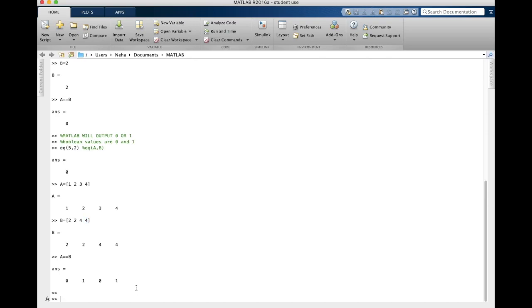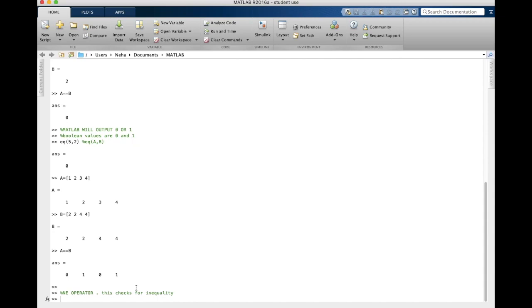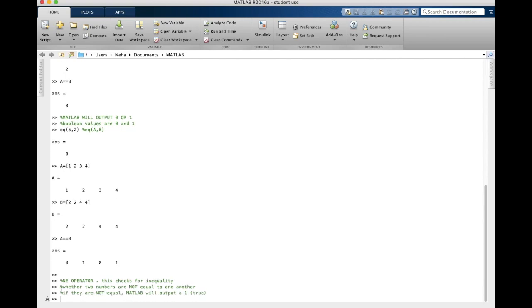Then we can use the NE operator. This checks for inequality. So it's the opposite of what we just did. So for example, my A and my B are going to stay as they are. This is going to check for inequality, so it will check whether two numbers are not equal to one another. If the two numbers are not equal, then MATLAB will give you a 1, which means true. But if the numbers are equal, then MATLAB will give you a 0.